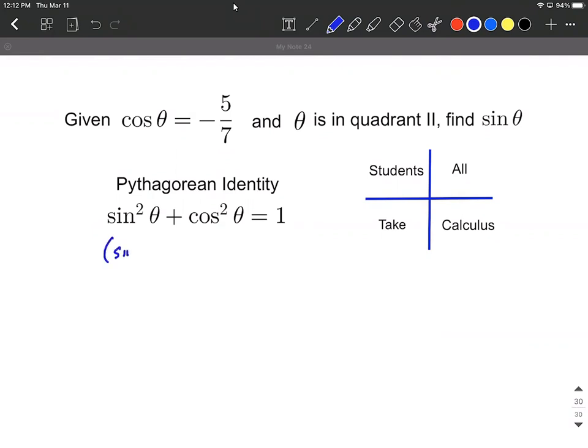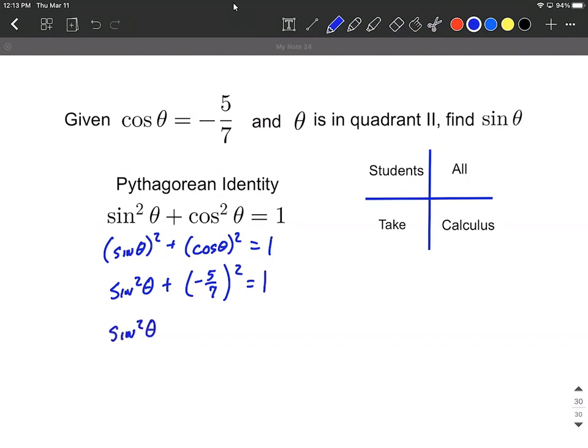With this formula, this really means sine of theta squared plus cosine of theta squared equals 1. As we plug in, I am going to leave it as sine squared of theta, but remember it means the same thing as what's written up above, plus (-5/7) squared equals 1. Now we have an equation to solve. The first thing I'm going to do is square -5/7 times -5/7, which is positive 25/49, equals 1.